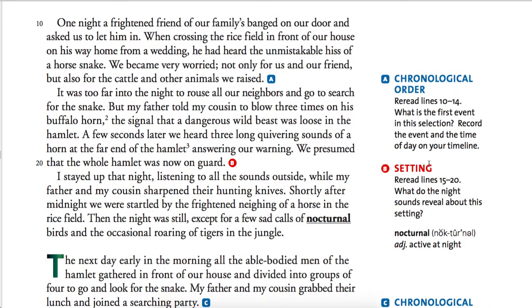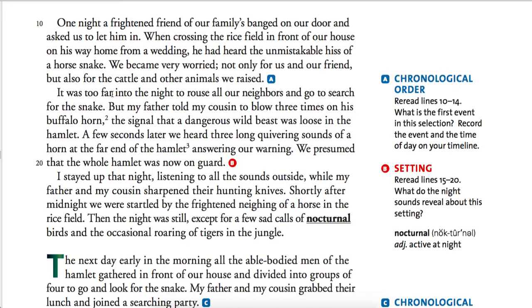So now I come over here to the margin. It says setting. Reread lines 15 through 20. We're going to reread lines 15 through 25. What do the night sounds reveal about this setting? So here is where 15 is.